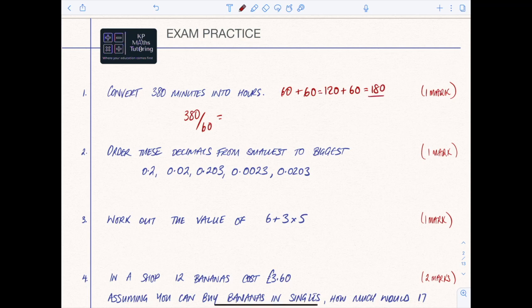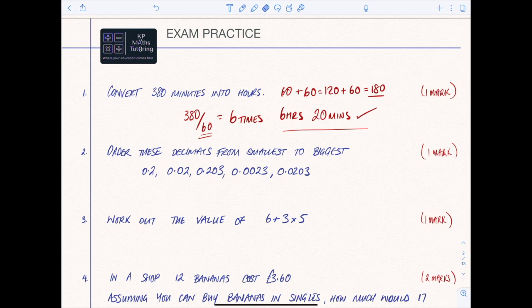Now, obviously, depending on how well you know your times tables, 60 goes into 380 6 times. So you know that that is going to be 6 hours. And then 6 times 60 is 360. So there's 20 minutes left. So it's 6 hours and 20 minutes. Okay. Nice easy start for us, only worth 1 mark. There we go. Order these decimals from smallest to biggest is the next question.